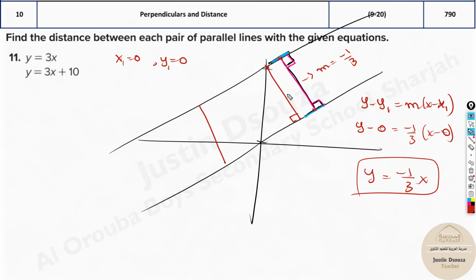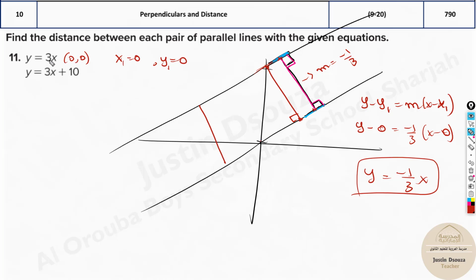Now this perpendicular line is touching one of the parallel lines, 3x, at 0, 0. So we have the point of intersection for this. It's 0, 0. But what about this line? We have no clue, right? I can't just take 0 over here. If it's 0, this is wrong. So now I realize the figure I've drawn is not accurate.